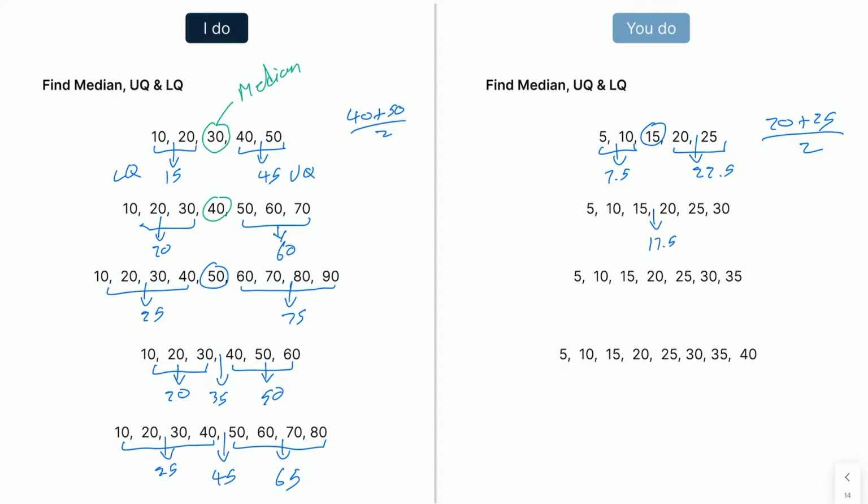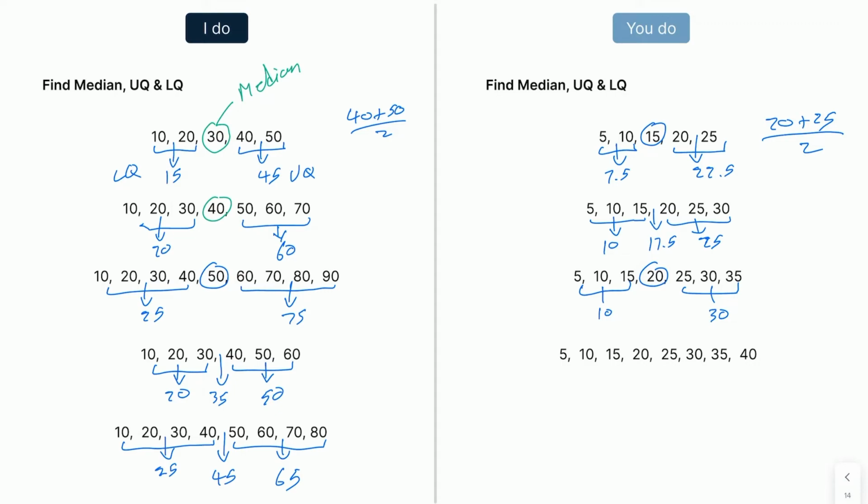So that's 17.5 for the median. And then what's left over, we find the middle of that, and that is the lower quartile. And what's left over on this side, the middle of that is 25. That's the upper quartile. With the next one, the median is 20. The lower quartile is 10. The upper quartile is 30.